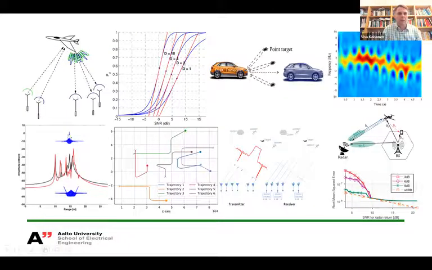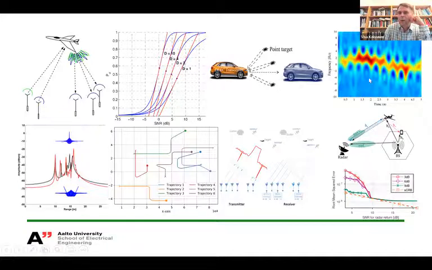And here are just some examples of these different radar sensing tasks. On the left there's a MIMO radar, and then in the next figure there's distributed detection of targets, where, based on the diversity order, the slope of the probability of detection curve improves. And then, of course, a very typical application is vehicular sensing of other vehicles.